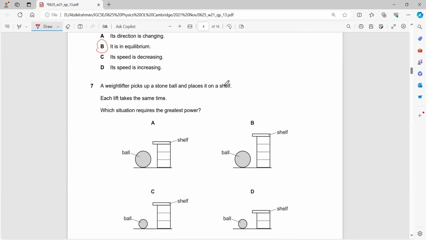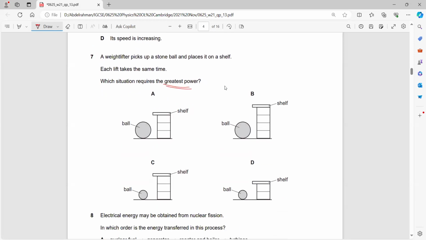Question 7. Weightlifter picks up a stone and places it on a shelf. Which situation requires the greatest power? The greatest power. Which situation requires the greatest power? Definitely, yes, it would be B. Why is it B? Because it's the largest force and the longest distance.